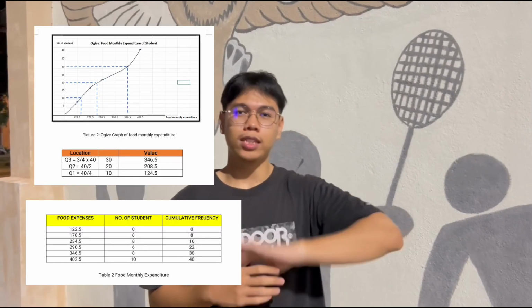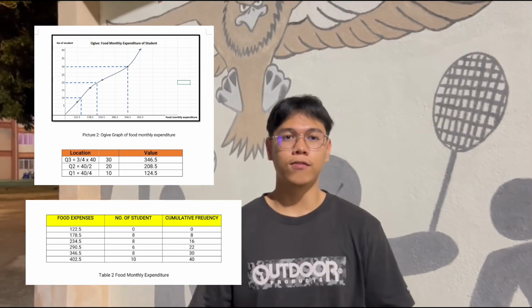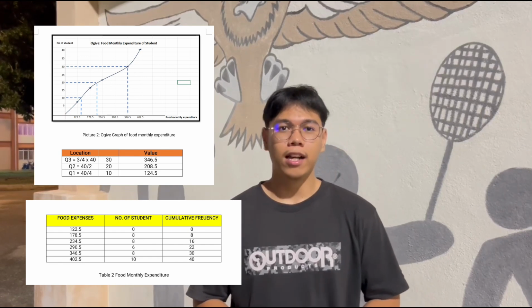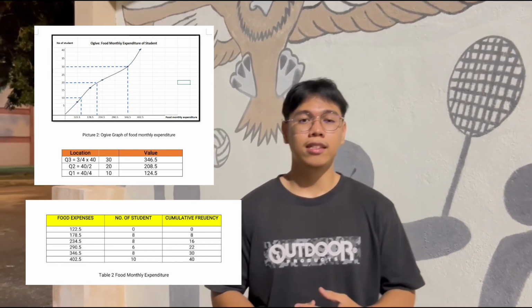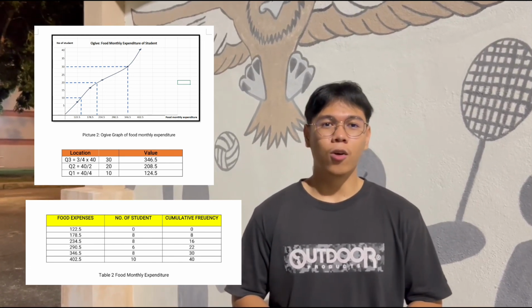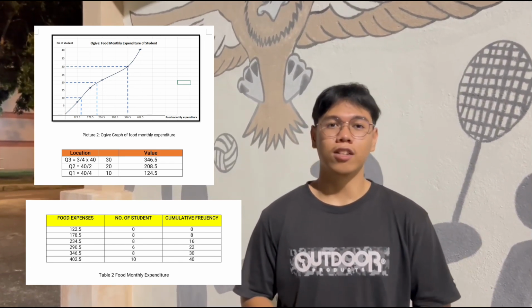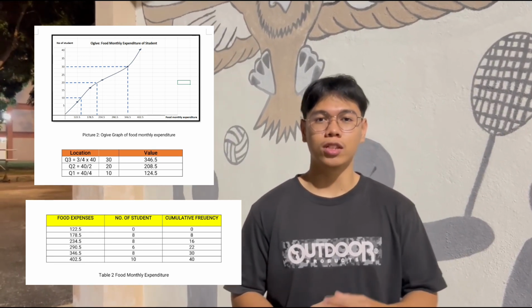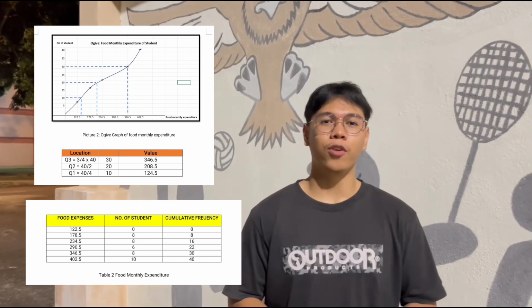As for the ogive for food expenditure, we use this table containing number of students, food expenses, and the cumulative frequency. With this graph, it shows that quartile 1 is 124.5, quartile 2 is 208.5, and quartile 3 is 346.5.